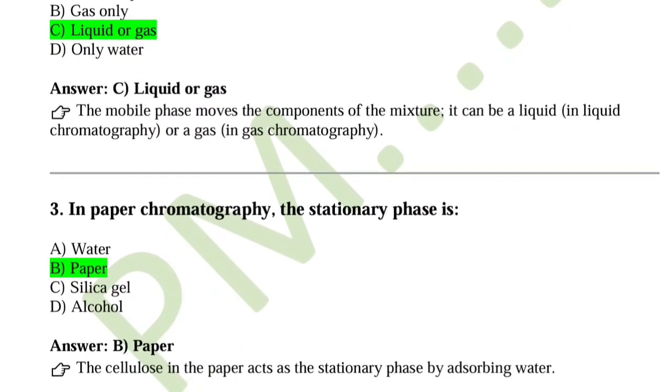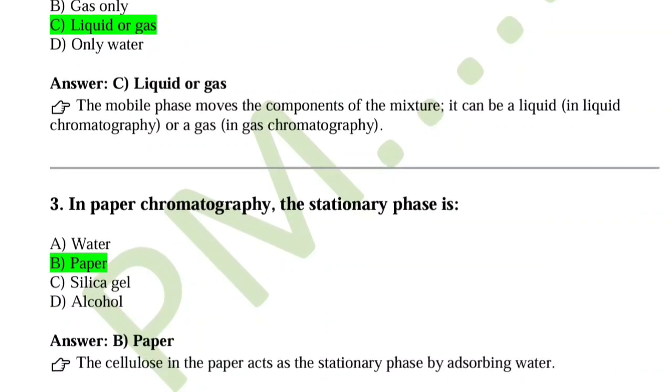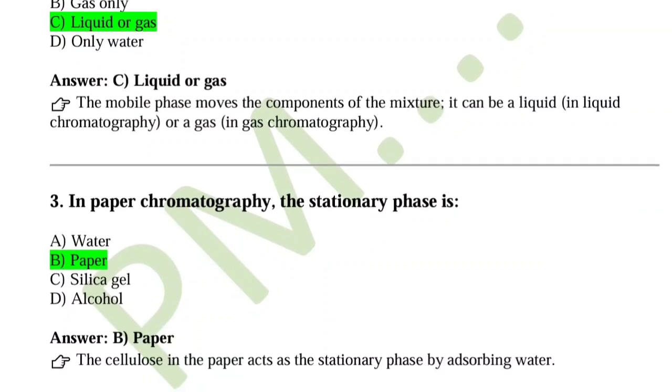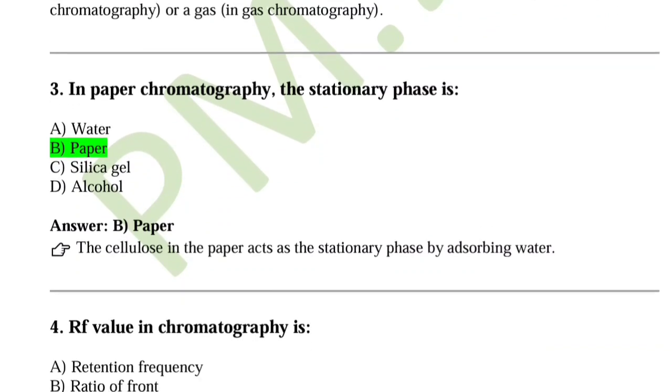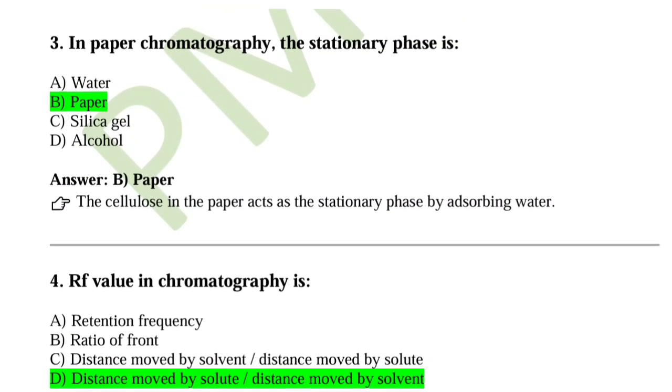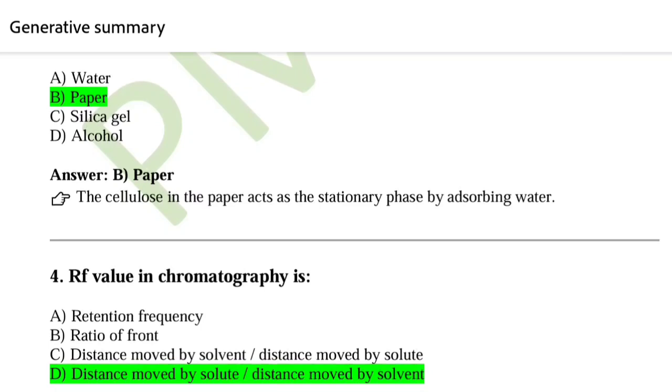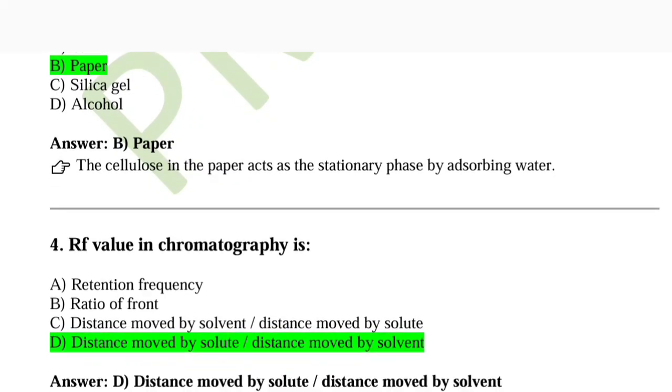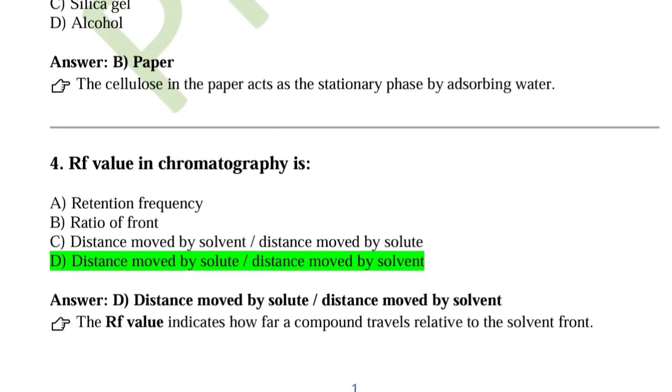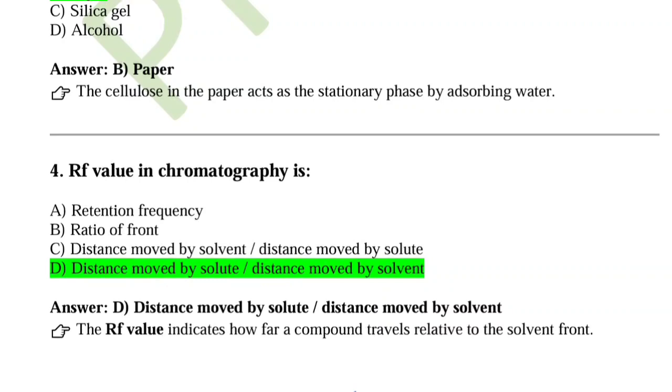Question number 3: in paper chromatography the stationary phase is paper, and that paper is cellulose. The cellulose in the paper acts as a stationary phase by absorbing water. Question number 4: RF value in chromatography is the distance moved by the solute. Solute is your sample, so distance traveled by the sample upon distance moved by the solvent. The RF value indicates how far a compound travels relative to the solvent front.